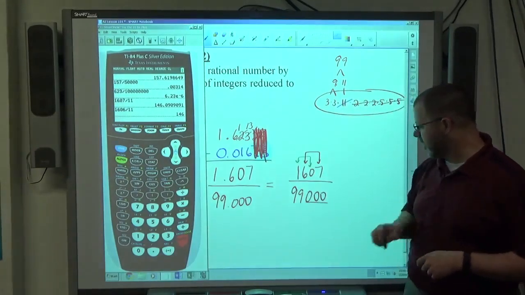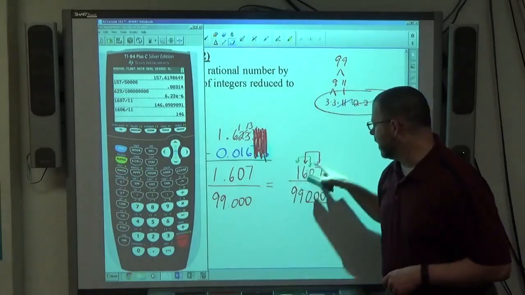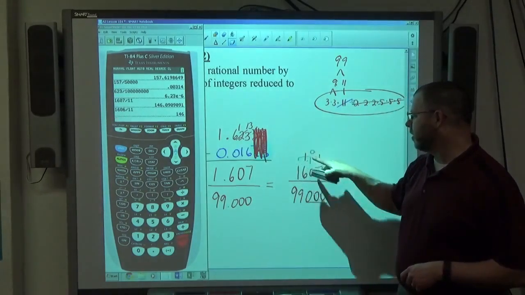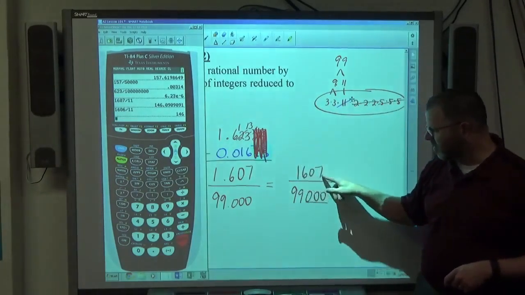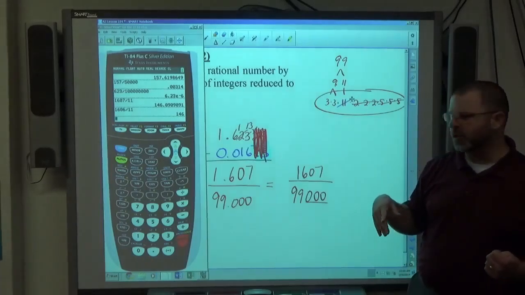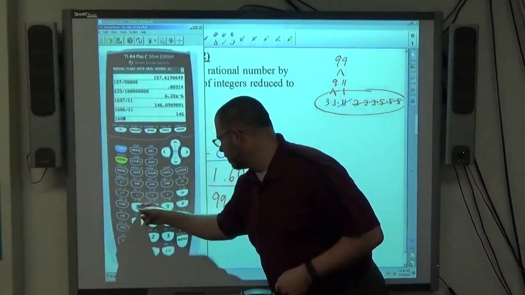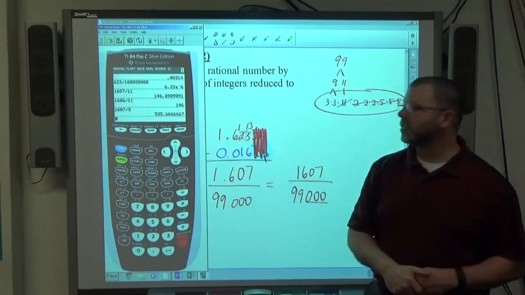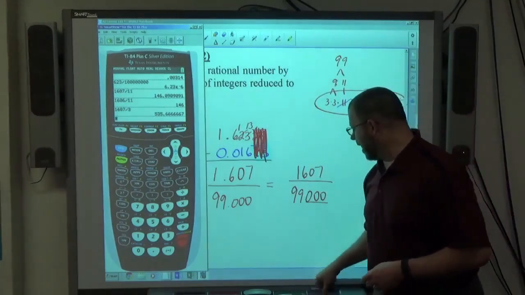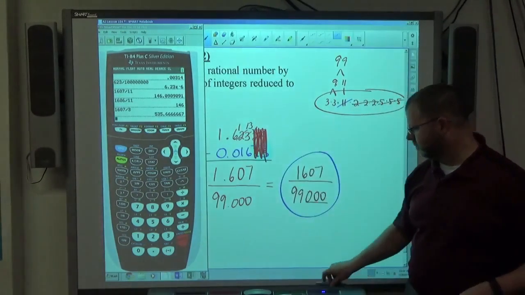So 11's out. The divisibility rule for 3: add them up, and if it divides by 3, the whole thing does. 7 and 7 is 14, doesn't divide by 3, so the whole thing doesn't. Again, if you weren't sure, 1607 divided by 3 doesn't divide. So that is reduced to lowest terms, that's the answer.